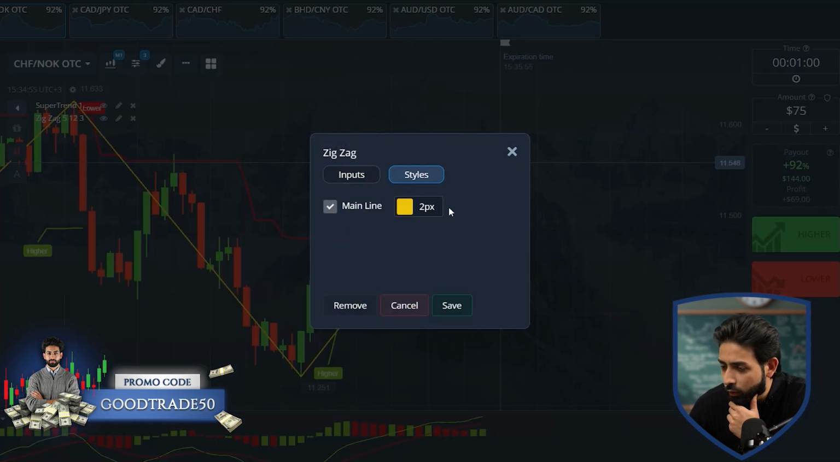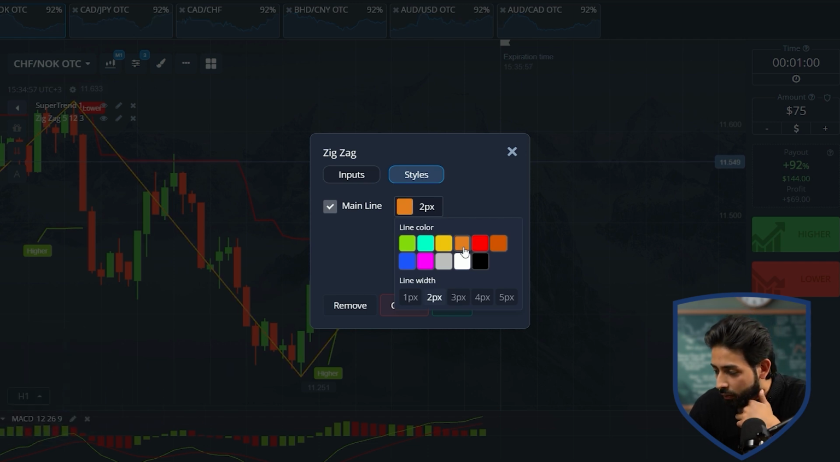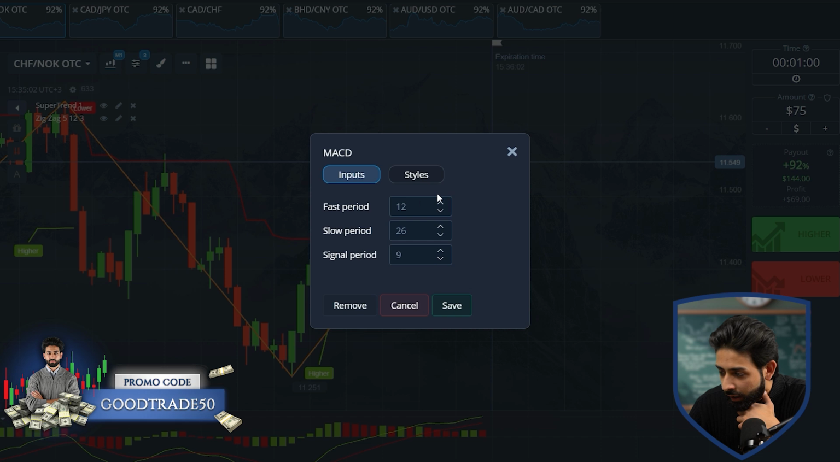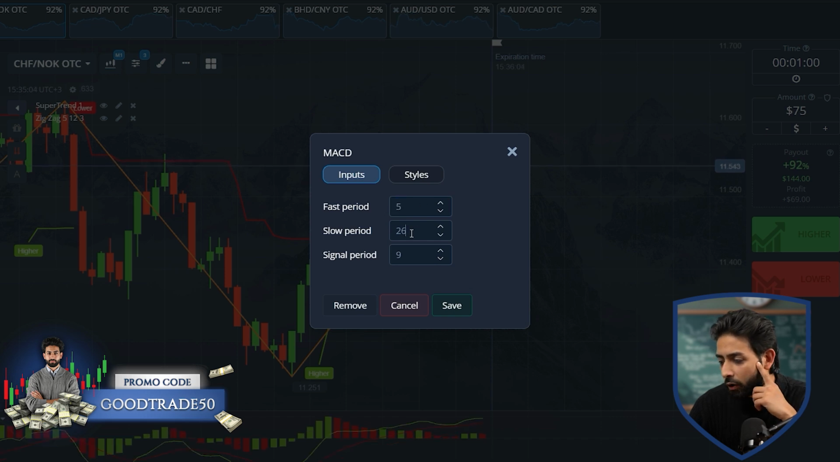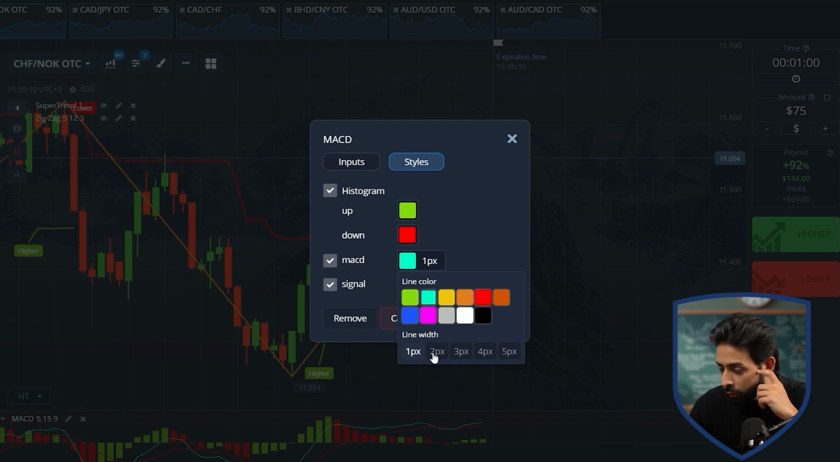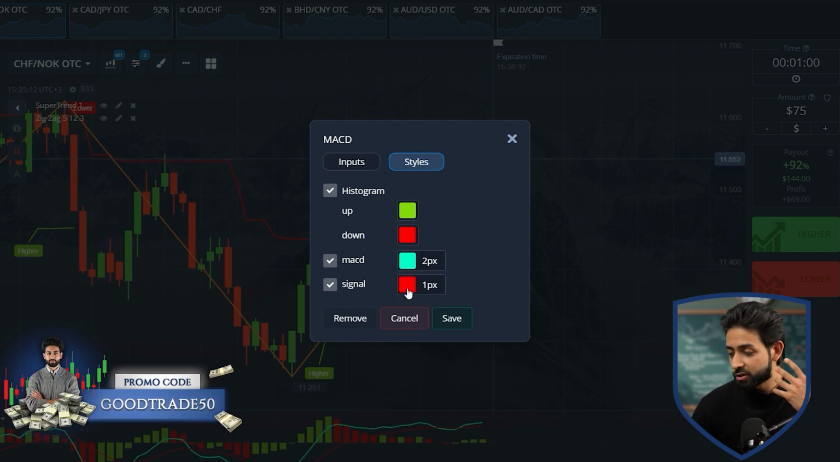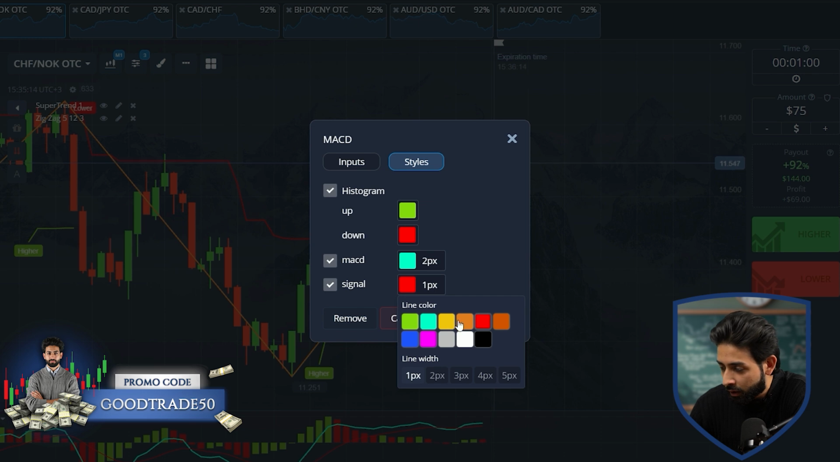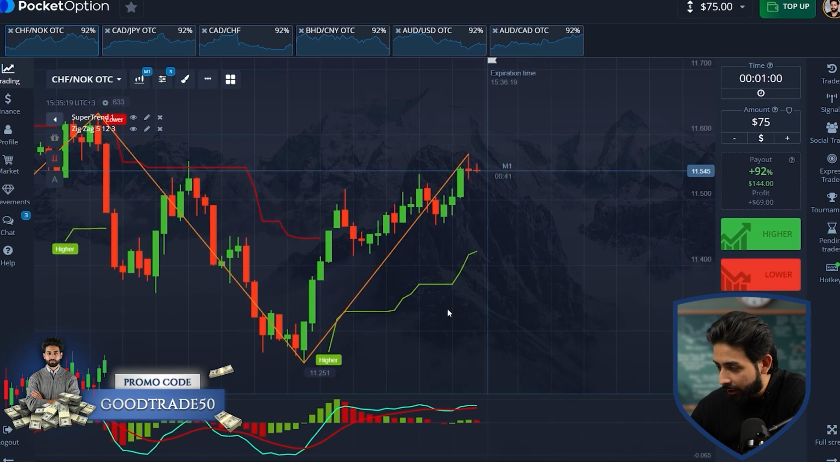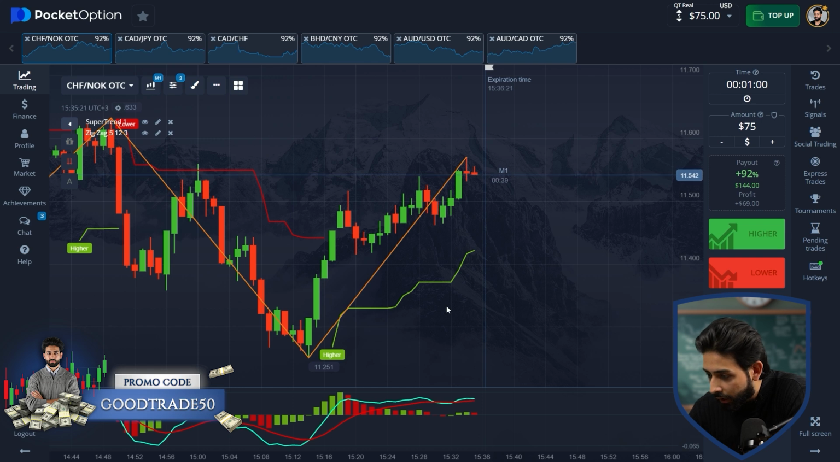Okay, Zigzag, we're going with Zigzag also as an indicator. Let's change the color to orange, 2 points, save. MACD, we will go with the fast period of 5 and slow period of 15. Styles will be blue, 2 points. It's a little better for us to identify what's happening with the market. 1 point I don't prefer; 2 point is better because then you can see it much more clearly. Okay, we have all the setup.